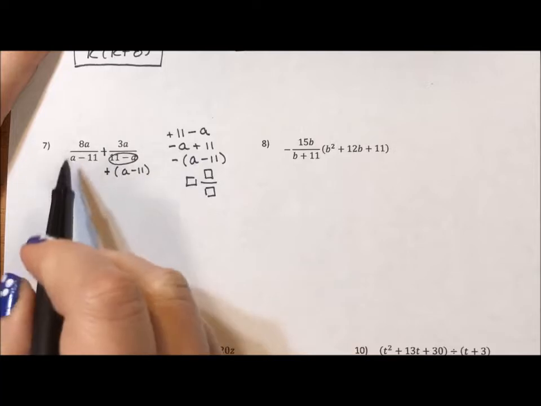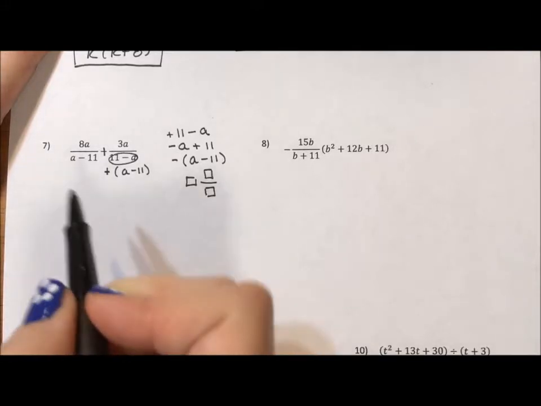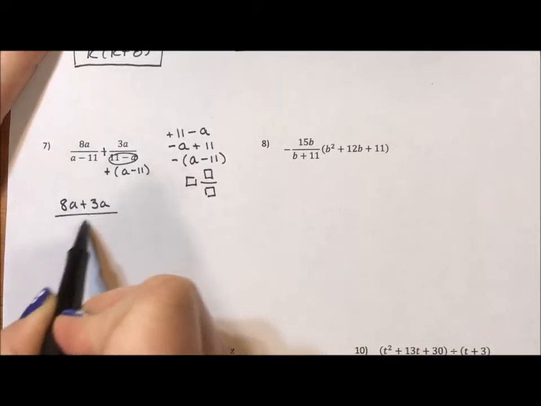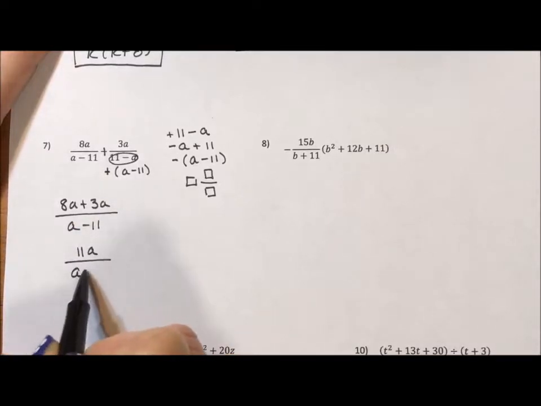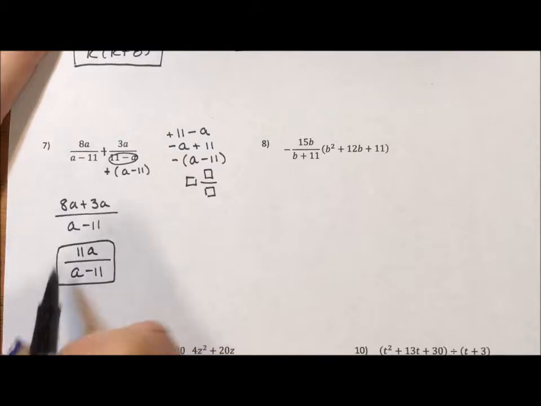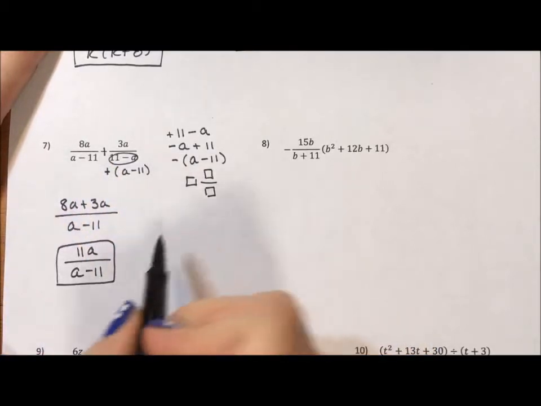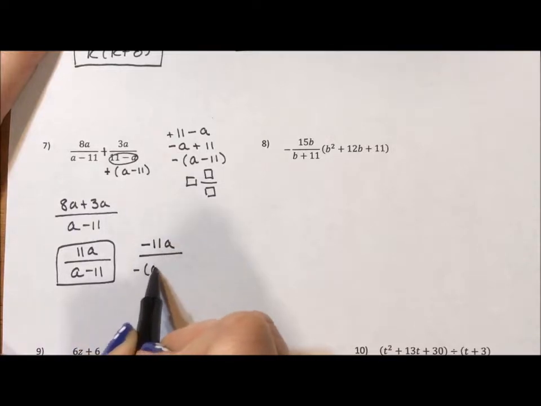Now, if I hadn't done that, I would multiply negative to top and bottom over here. I'll show you what my answer would look like if I had done that. Now I have 8a plus 3a over a minus 11, which is 11a over a minus 11. Had I not done the minus and negative, and I had left this minus and multiplied it through, I would have ended up with negative 11a over minus a minus 11.